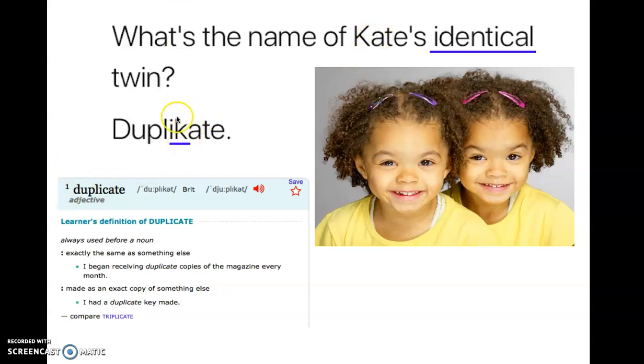Notice we have the k, the k. So we have the K here in the girl's name. So we changed the C to the K to make our funny answer.